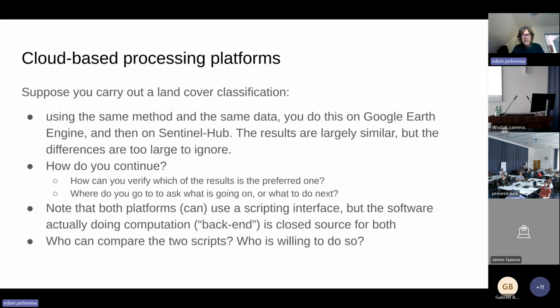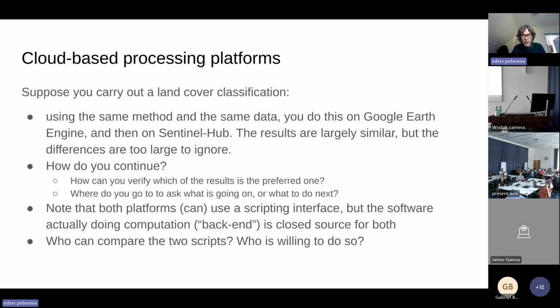Now, suppose that you carry out a land cover classification and you use a certain method for that. You use the same data, you fix a method, you fix a data set that you're going to use, and do this in Google Earth Engine and on Sentinel Hub, right? You're crazy enough to not just stop after doing this once, but you want to try out this thing on another platform. And then you find that the results are slightly different, right? And you wonder where does this come from and what do you do then, right? The problem is how to continue. If these differences are too large to ignore, then the problem is how are you going to verify which of the results is the one you should prefer or is what you think of as the correct one?